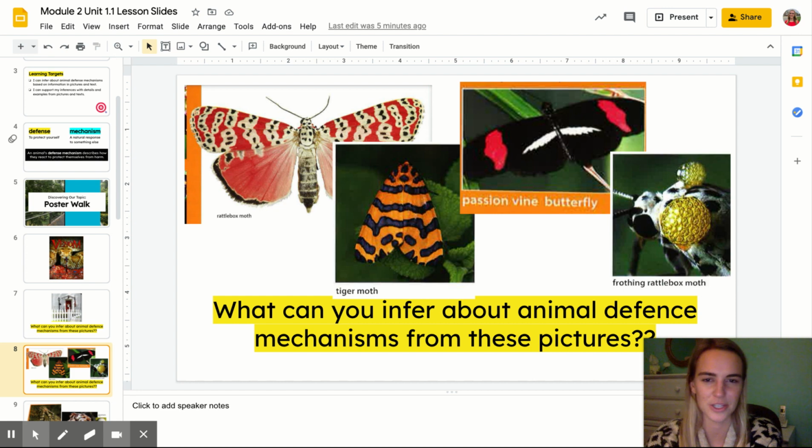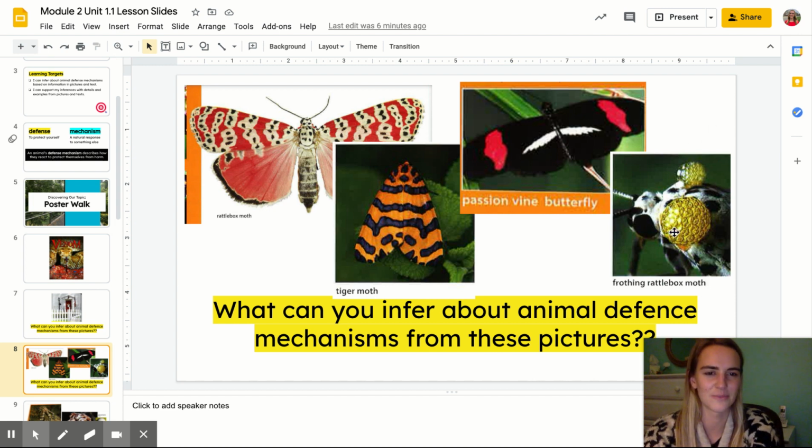Okay, so take a look at this first picture. What are these animals or insects? What can you infer about animal defense mechanisms from these pictures? I want you to look at the names of these different animals and take special note of what they look like. What is their design, and why do you think they're made that way? Why does this butterfly have all these strange dots and bright colors, and this one looks like a tiger, with different stripes on it? And what about these animals do you think helps them survive and defend themselves?